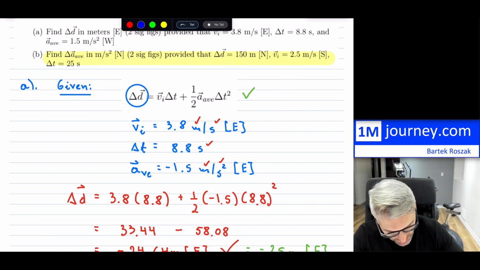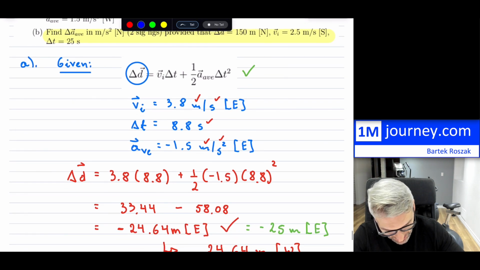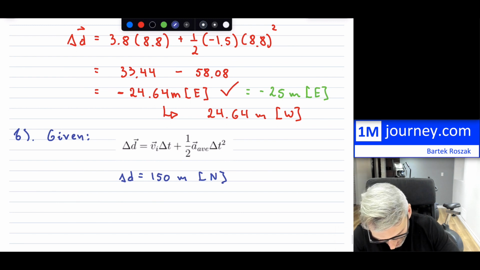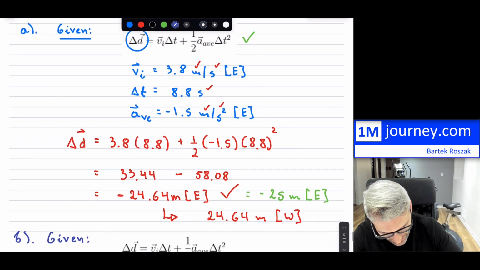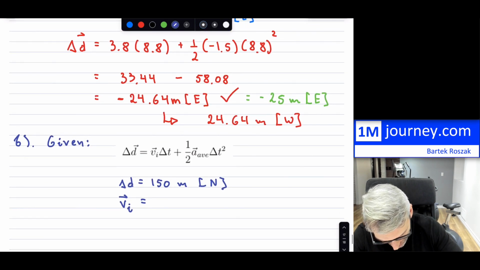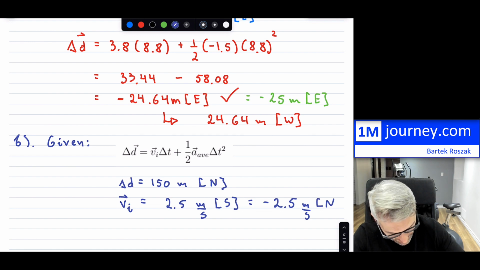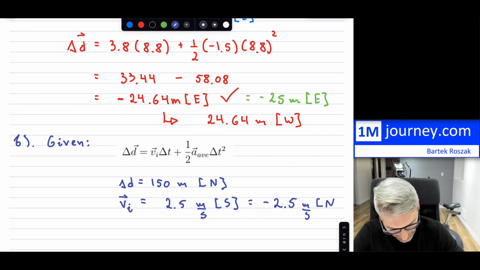Then my initial speed, or the initial velocity, is 2.5 meters per second. But notice that one is south, so I have to be careful there. And so that's going to be my initial velocity, 2.5 meters per second. Now it's south, so I'm going to change this. If you change it to north, then it's going to be negative 2.5 meters per second north. So that sign just simply changes back.